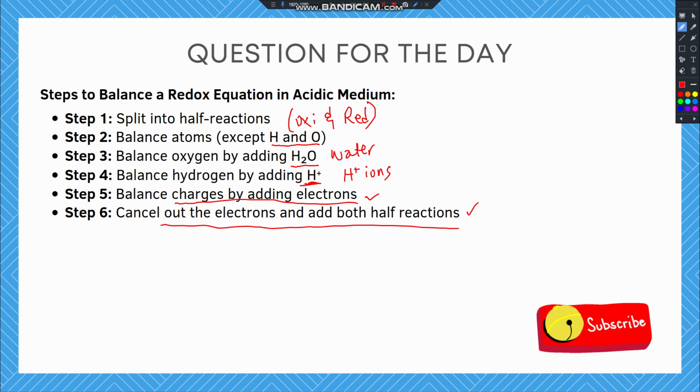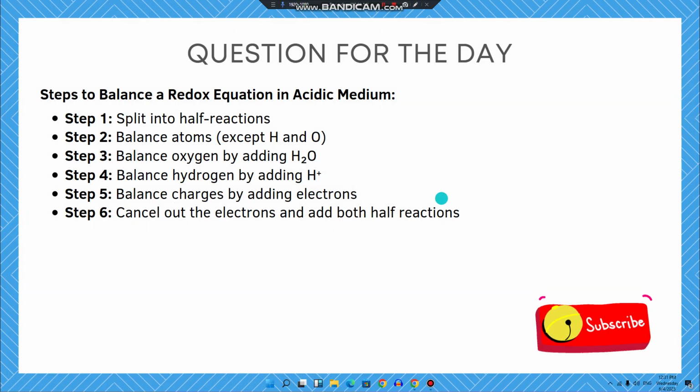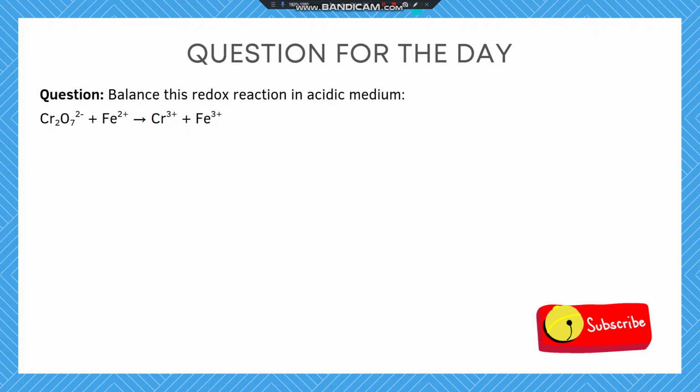We're going to be doing this step by step, so I don't want you to freak out. I don't want you to be scared. I'll be with you every step of the way as we deal with this redox reaction. So let's get back to the question and apply the steps one at a time. We have this question on the screen right now. Let's split this into the two half reactions.